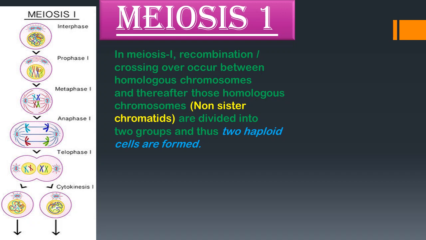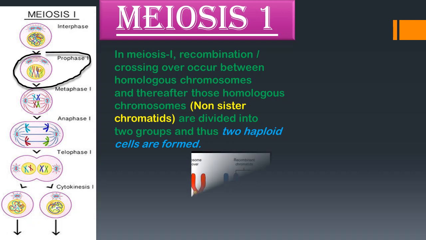So first of all, students, homologous chromosomes are a chromosome pair, one from each parent, that is one from the father and one from the mother, that are similar in length, centromere location and gene position. So these chromosomes which are exactly identical are called homologous chromosomes. Okay, so in meiosis 1, the homologous chromosomes undergo recombination or crossing over.